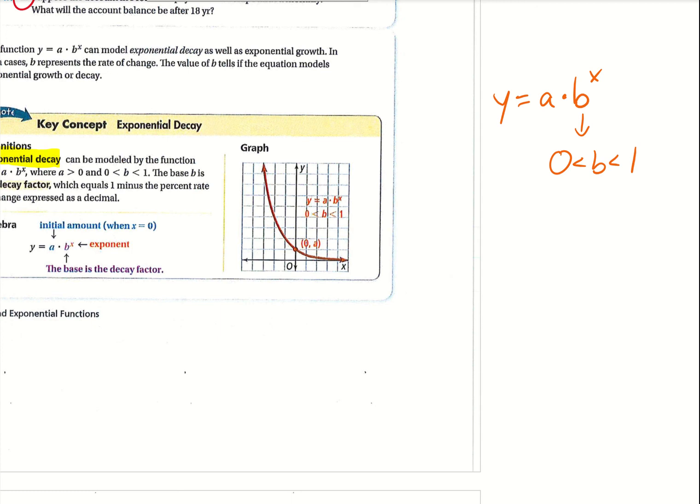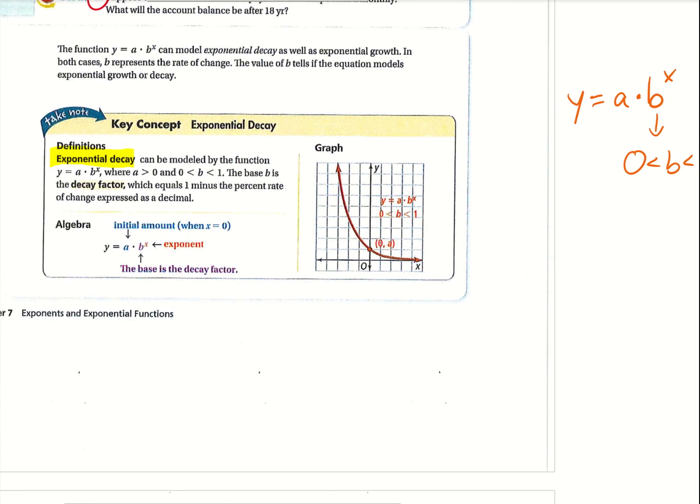And then again, similar to our growth factor, we now have a decay factor, which is still b. And that'll be 1 minus the percent rate of change, given to us as a decimal. All right, so let's go ahead and look at an example of this.